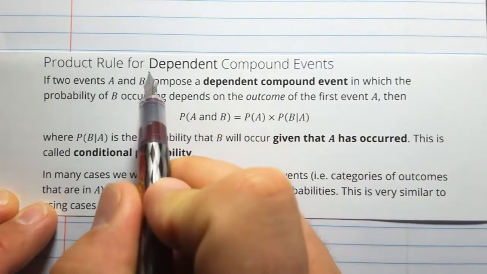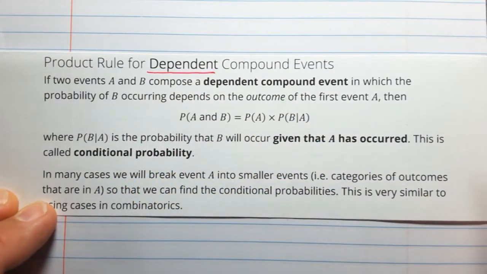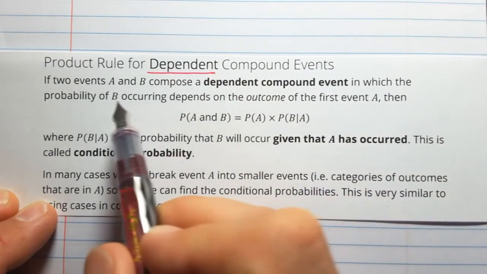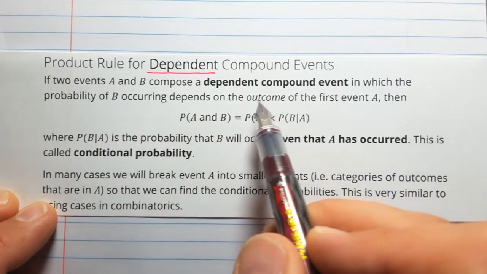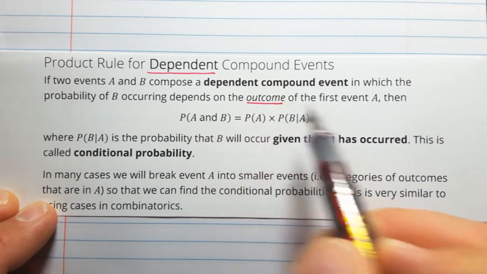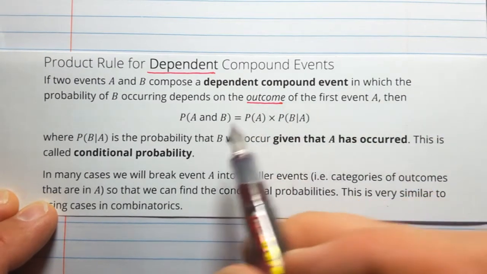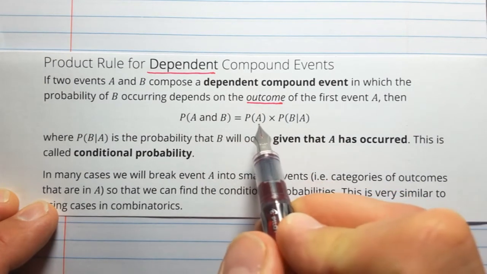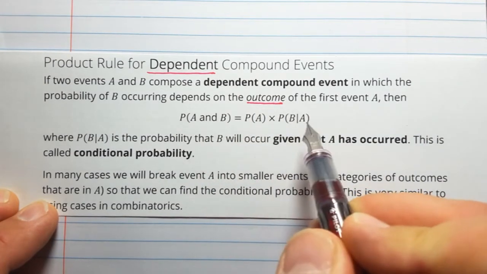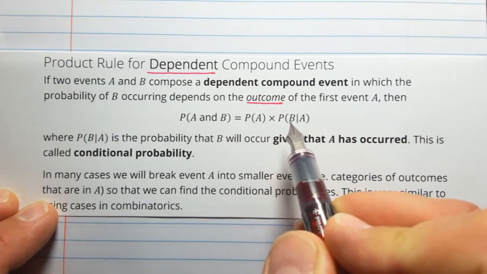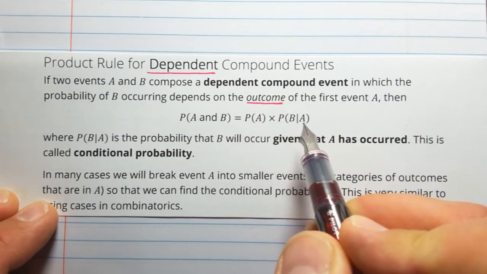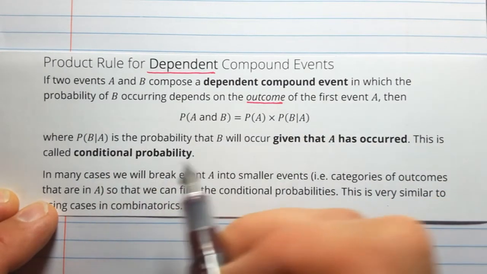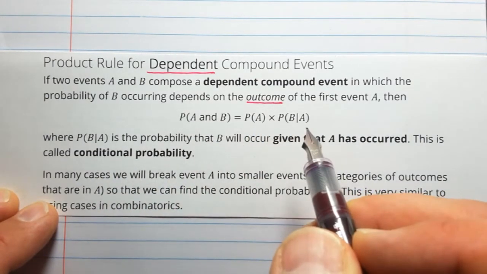So when we have dependent compound events, though, things are a lot more complicated. If we have this A and B where B depends on A, the probability of B occurring depends on the specific outcome of the first event A, then we have this formula. The probability of B and A is the probability of A times, now this is a bit unusual, the probability of B given A. That's how we read that, or B given that A occurred. So this is called conditional probability.